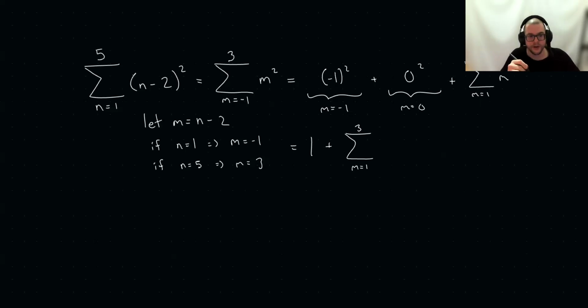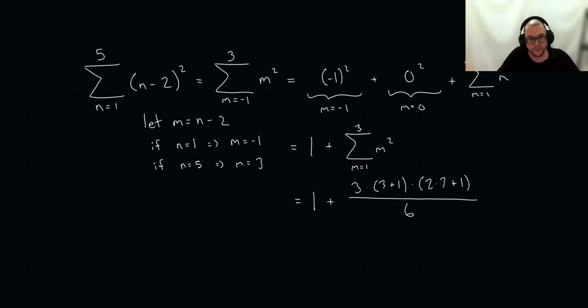Now this summation really looks like my formula, and I can just plug it in. It's 3 times 3 plus 1 times 2 times 3 plus 1, all over 6, right? That was our summation formula for squared terms. And whatever that is, is the value of our initial sum.